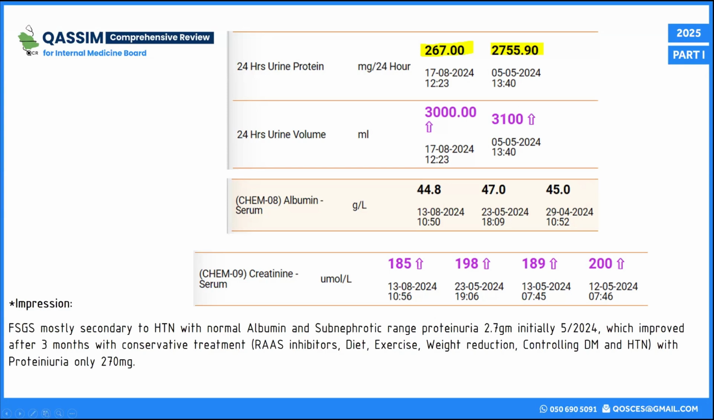So I started the patient on losartan, an ARB or ACE inhibitor, with diet and exercise with weight reduction, and because he also has uncontrolled diabetes. After 3 months of conservative management, the proteinuria improved to 250 from almost 3 grams.